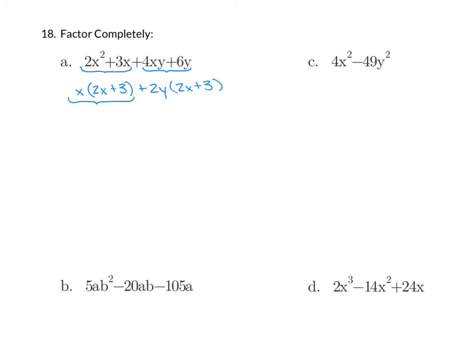Now we want to look at these as our terms, in quotation marks. And what do they have in common? They have 2x plus 3. So I can factor out a 2x plus 3. Just like before, I'm going to put that in front of a set of parentheses. Inside, I'm going to put my x. If we get rid of the 2x plus 3 in the first term, all we're left with is x. In the second term, if I get rid of 2x plus 3, all I'm left with is 2y. And we're done.